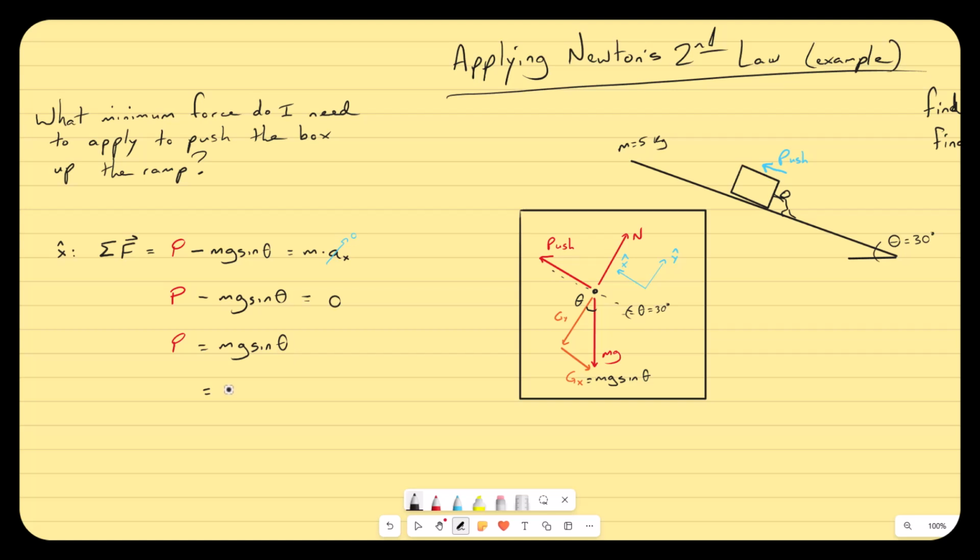Mg sine theta, so I've got 5 kilograms, 10 meters per second squared, times the sine of 30 degrees, which happens to be a half, times 50, that is 25 newtons. I need to push this thing with at least 25 newtons to be able to get it to move up the ramp.